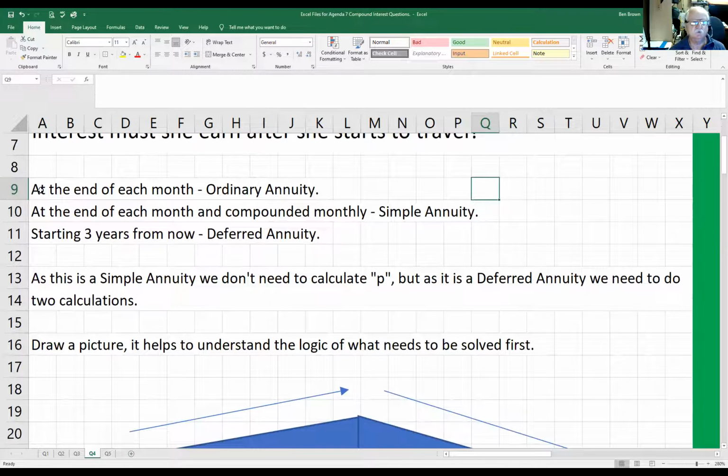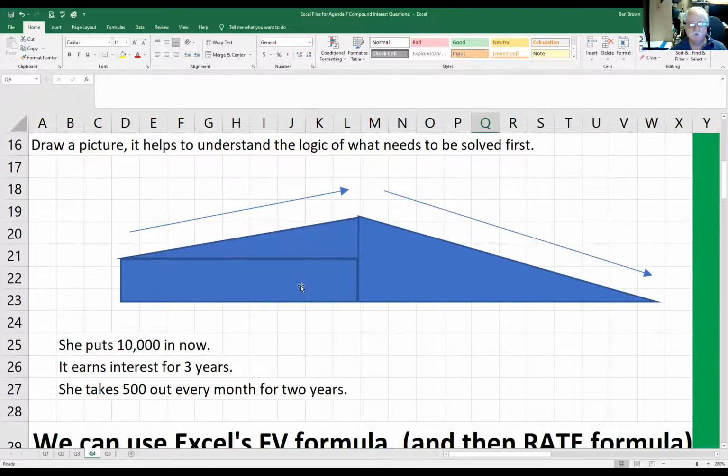They've told us it's at the end of each month, so it's an ordinary annuity. The payments are at the end of each month, and it's compounding monthly, so it's a simple annuity, but it's starting 3 years from now, so it's a deferred annuity. As this is a simple annuity, we don't need to calculate P, but as it is a deferred annuity, we do need to do 2 calculations.